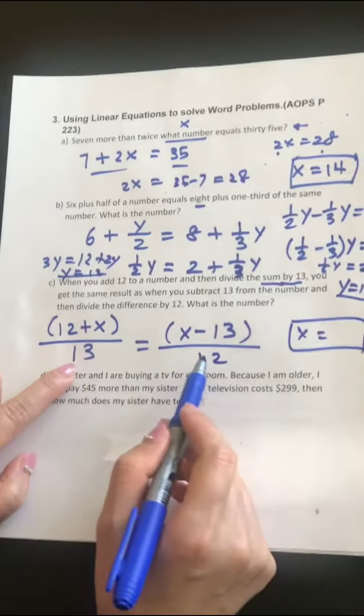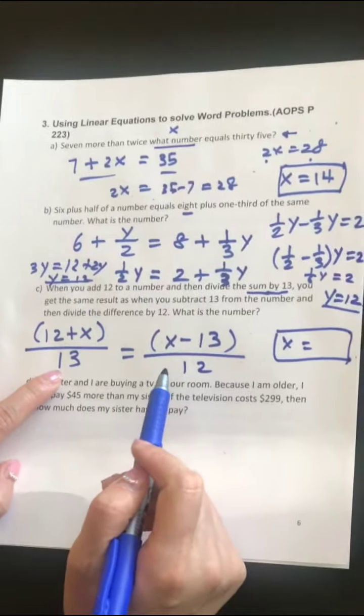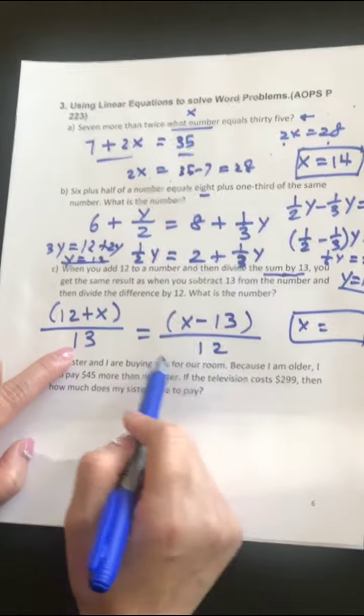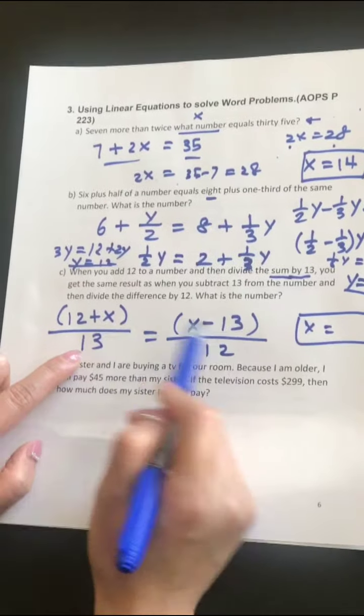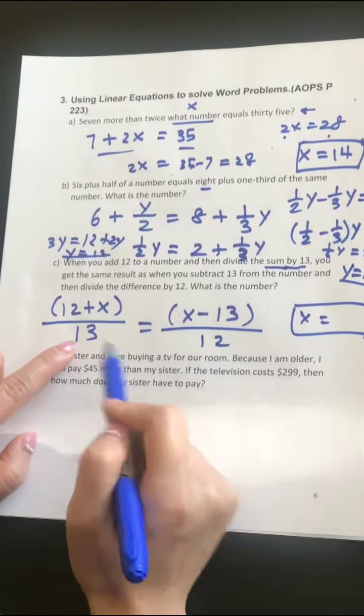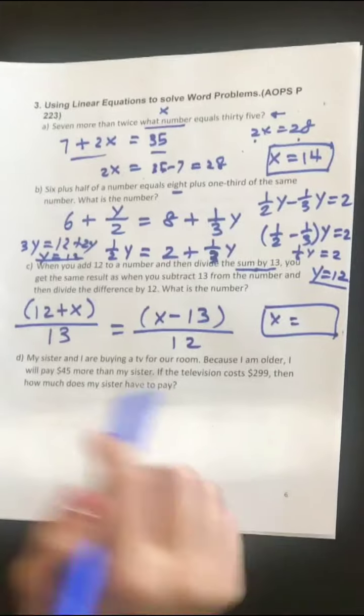Students can see that for 13 and 12, the least common multiple is the multiplication of 13 and 12. So we can multiply both sides by 12 first and then multiply both sides by 13, and then collect the like terms to get to the final answer.